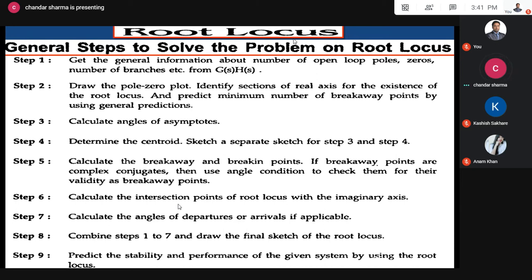After that we have to find the intersection of root loci with imaginary axis, और इसके लिए we have to apply the Routh's stability criteria. This can be found by application of Routh's stability criteria, and the value of gain K at the point of intersection with the imaginary axis will also be known from Routh's stability criteria.